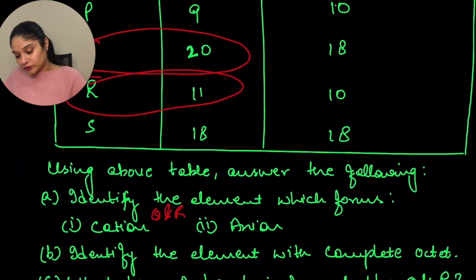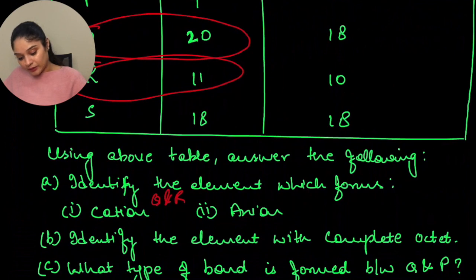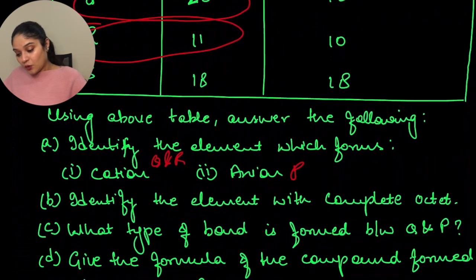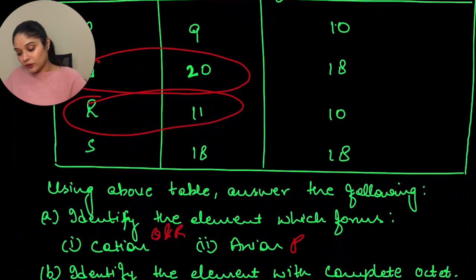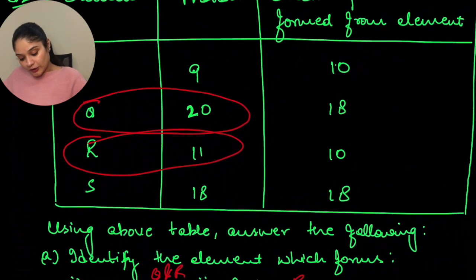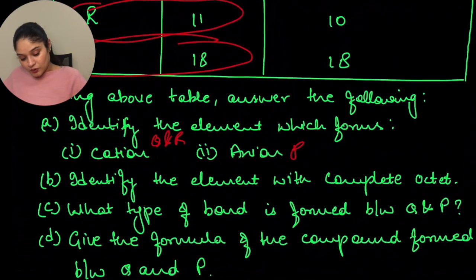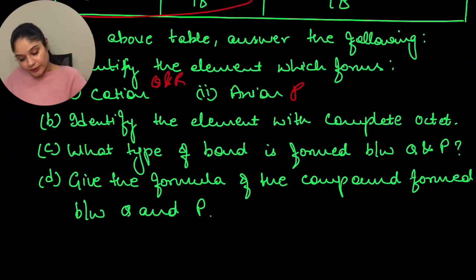If we take a closer look, the P1 should be giving you an anion. Then the next question is identify the element with a complete octet. So which one of them will have a complete octet? You will have S having a complete octet. So S will have a complete octet.